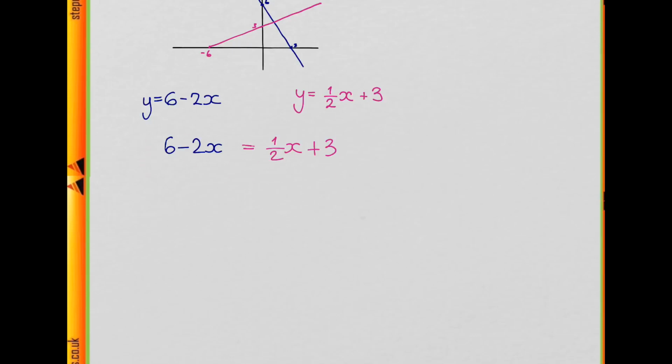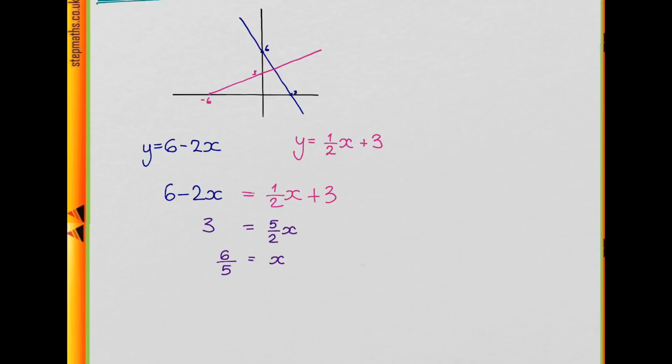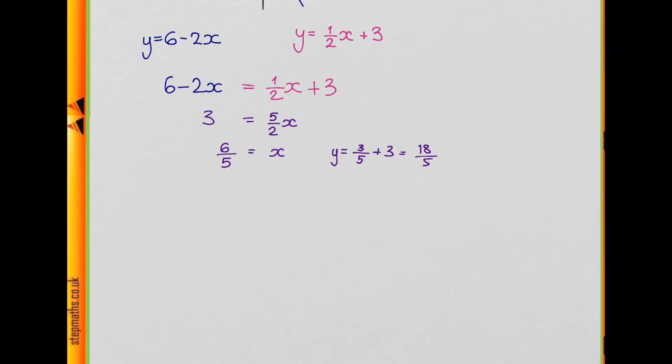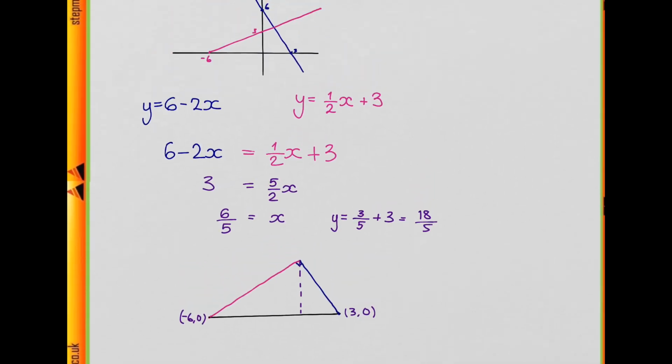So we rearrange, which gives us x equals 6 over 5. We can then use this to find y by substituting into one of these equations. It will give the same value of y. So we substituted into this one here and got y is 18 over 5. So this is the triangle we're talking about. I've just taken it from there and pulled it down here. So minus 6 and 3 there, and then this point up here, which we've just found the coordinates for: 6 over 5, 18 over 5.